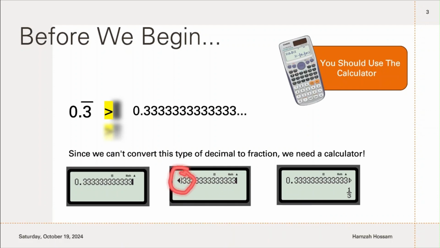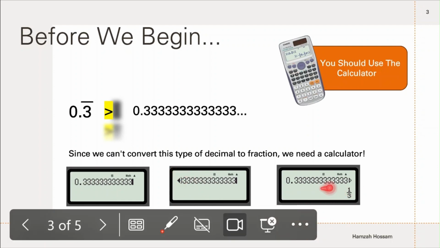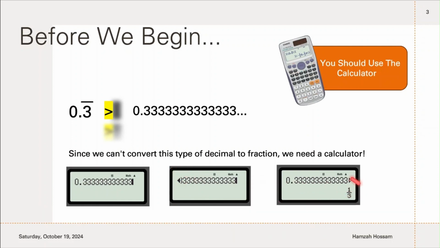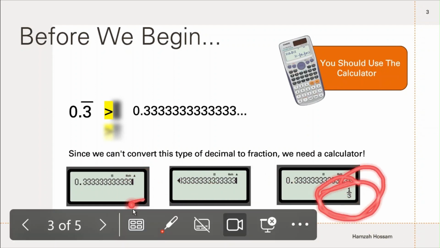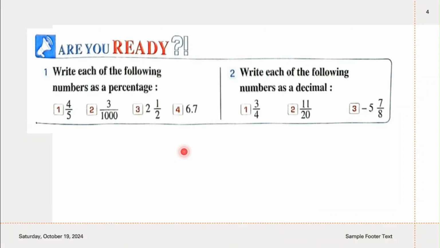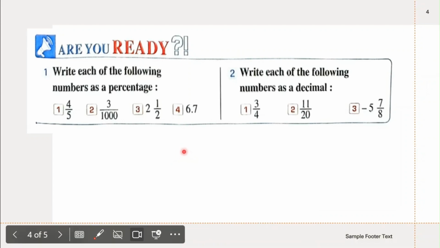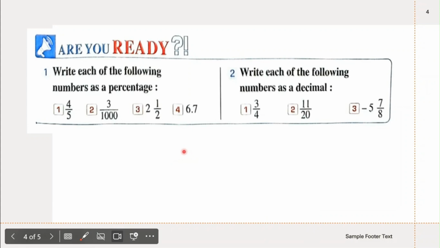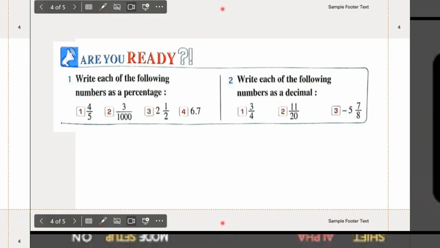Look here, you can see this arrow. After that, you just hit equal and you will see this 1/3. That's how we do it. So let's solve this next, and I'll come back when we solve it. So stay tuned.